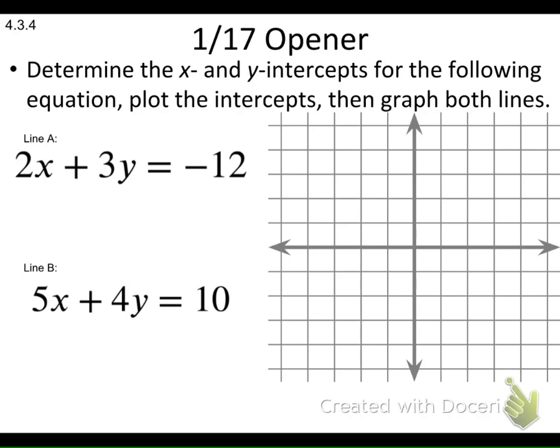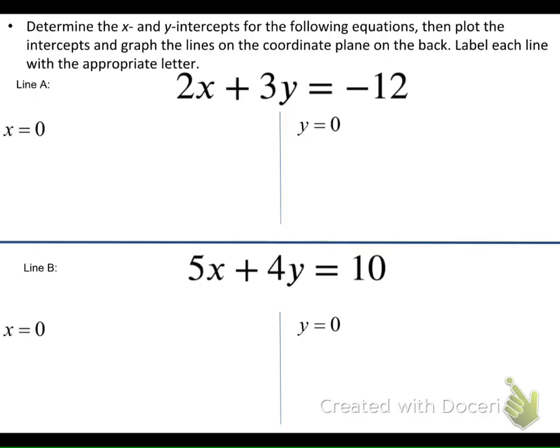Now, I apologize, your graph is going to be on the back. Because we're plotting two different lines, we're going to go ahead and label them line A and line B. So this is what the front of our opener looks like here. So we have 2x plus 3y equals negative 12.